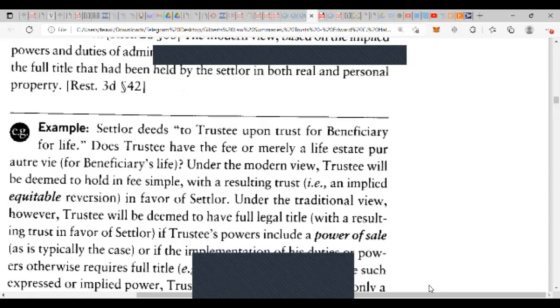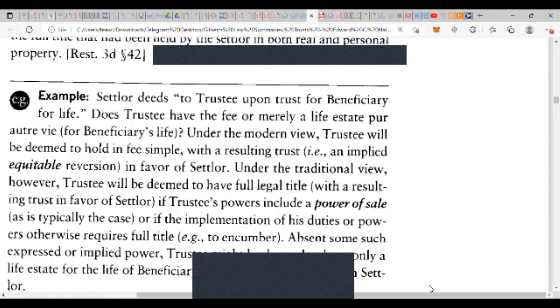Restatement 3d, section 42. Example. Settlor deeds, quote, to trustee upon trust for beneficiary for life. Does trustee have the fee or merely a life estate per autre vie, for the beneficiary's life? Under the modern view, trustee will be deemed to hold in fee simple with a resulting trust, i.e. an implied equitable reversion in favor of settlor. Under the traditional view, however, trustee will be deemed to have full legal title with a resulting trust in favor of settlor.